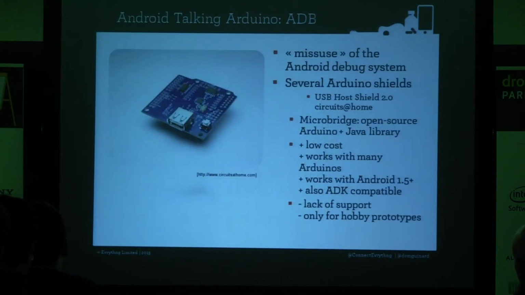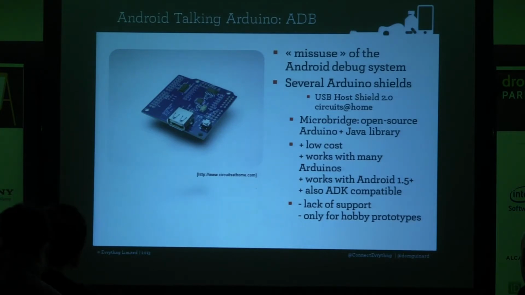Okay, sorry. All right, so an alternative way of doing that is actually to use the Android debug bridge. And that was, until yesterday, late in the night, my favorite way. I'm going to explain why late in the night. So it's actually a misuse of the Android debug system. As I said, it uses the Android debug bridge. And what's interesting is that you have several Arduino shields for that. So if you have an Arduino device, you can buy a shield that actually supports the ADB. This shield actually also supports the ADK, and it's a nice way of working with cheaper devices, because this is one of the most expensive Arduino boards.